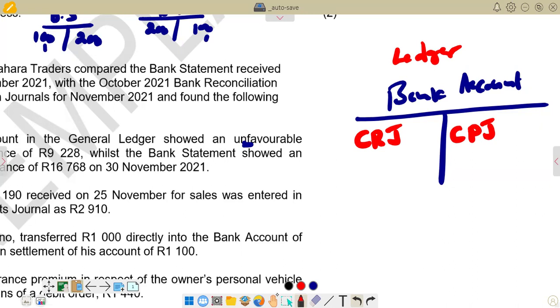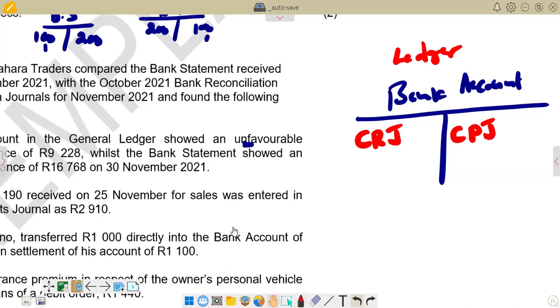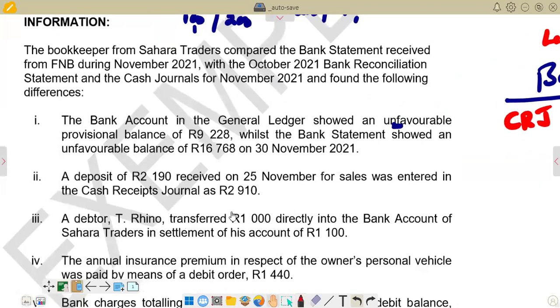So we can go back to our error that transpired. We are saying a deposit of 2,190 received on 25 November for sales was entered in the cash receipt journal as 2,910. So the cash receipt journal is on the debit side. It means we entered a bigger figure than what was supposed to be entered. The correct figure is 2,190, but it was entered as 2,910 on the debit side. So what does it mean? It means we have to cancel that amount, which was overstated.